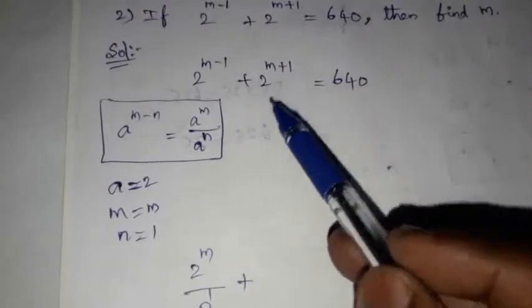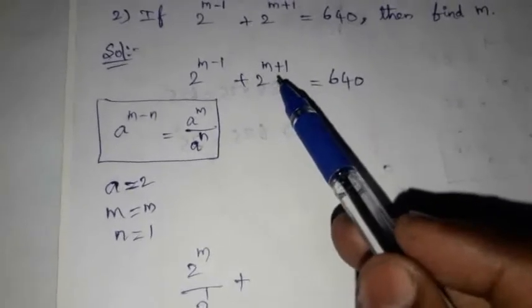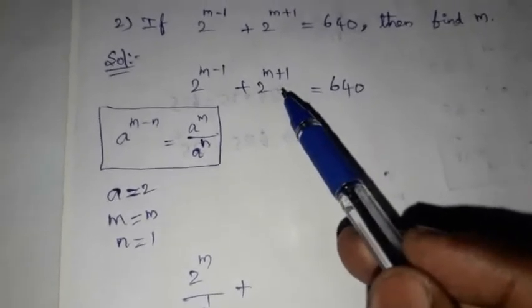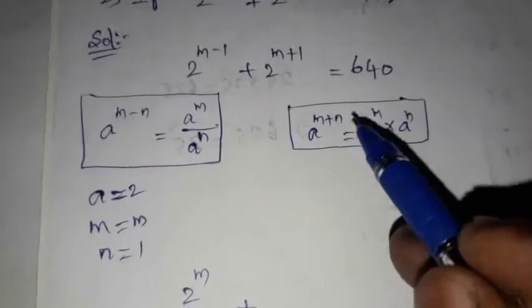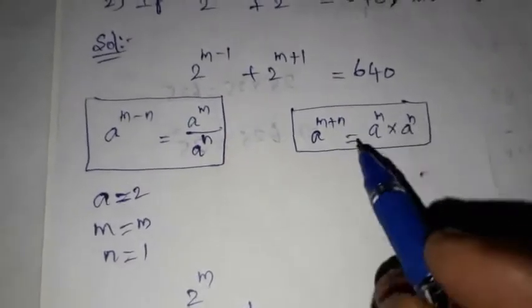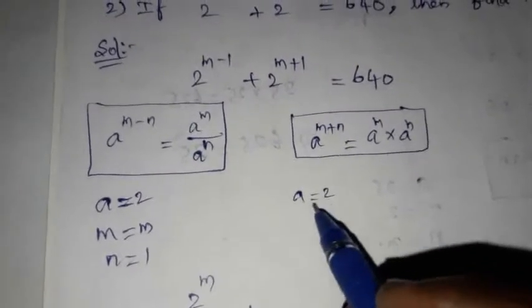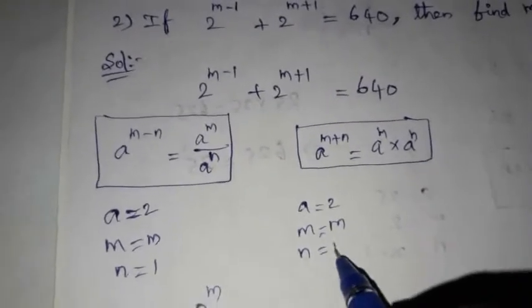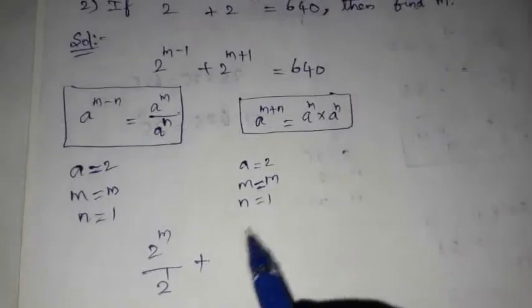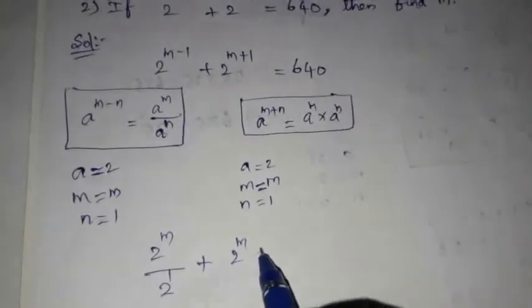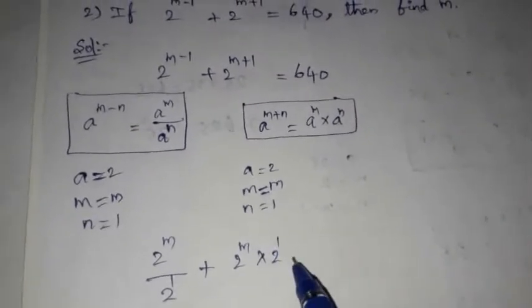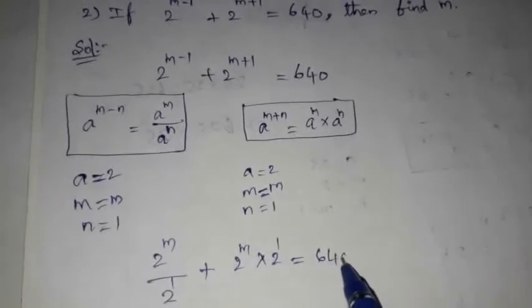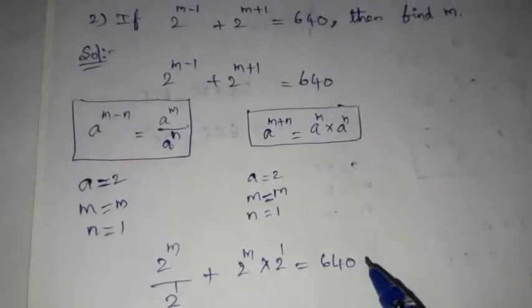Next, look at this. It looks like the first law of exponent. a power m plus n equal to a power m into a power n, where a equal to 2, m equal to m, n equal to 1. It can be written as 2 power m into 2 power 1 equal to 640. It is as usual.